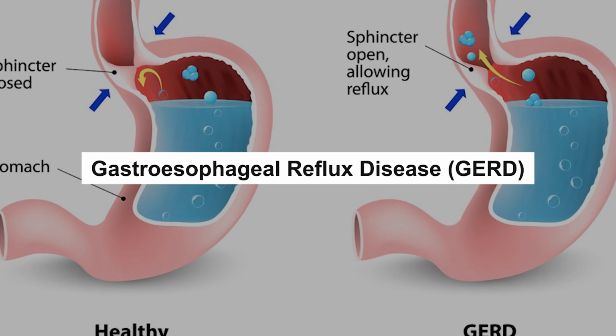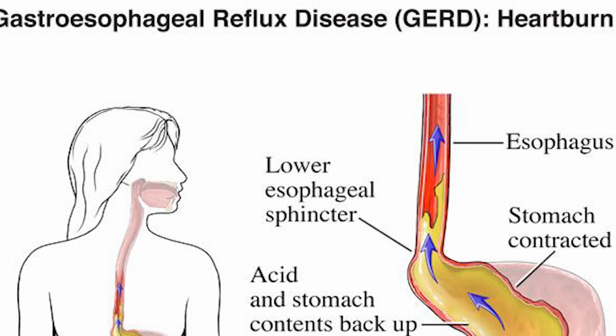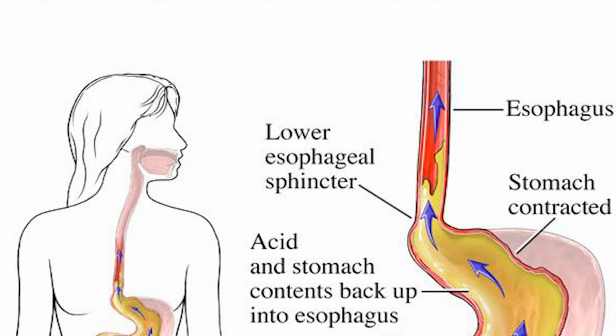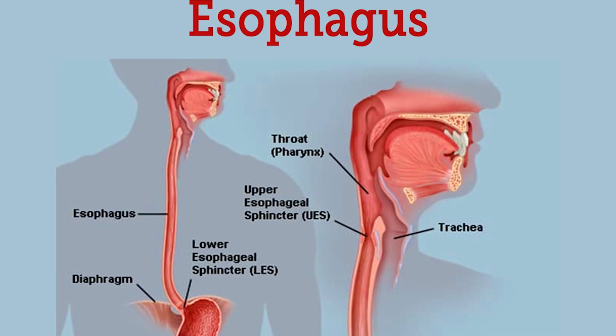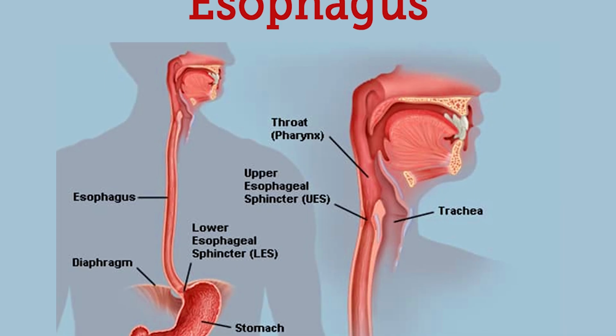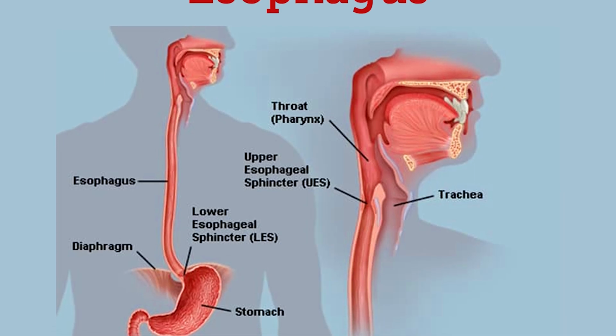Gastroesophageal reflux disease, GERD. GERD occurs when the lower esophageal sphincter fails to prevent the backflow of stomach contents into the esophagus, leading to symptoms such as heartburn and regurgitation.